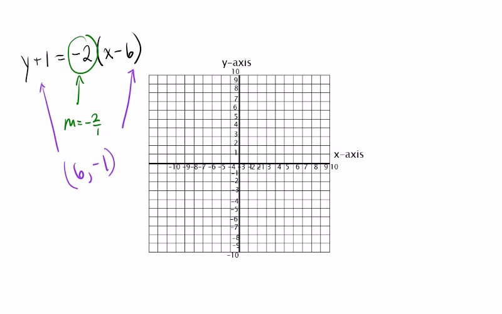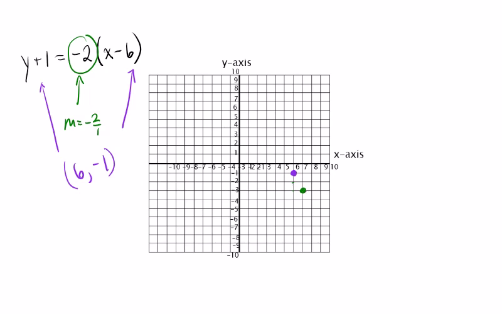Oh, my numbers are a little out of whack here, so the +6, -1 is right here. All right, then I can use the slope to find the next point. So -2/1, I can go down and right or up and left. So I'll go down and right. So down 2, 1, 2, and over right 1. All right, so those are 2 points.